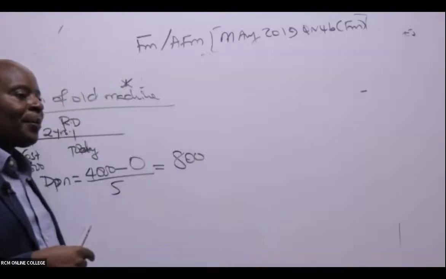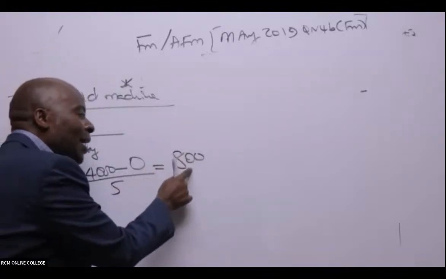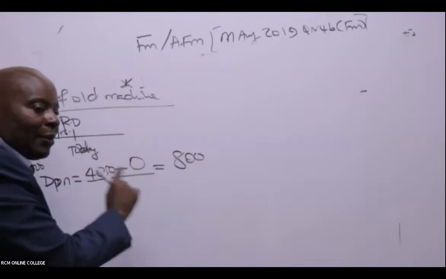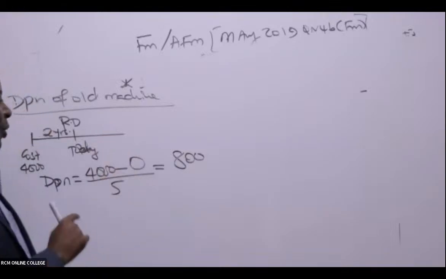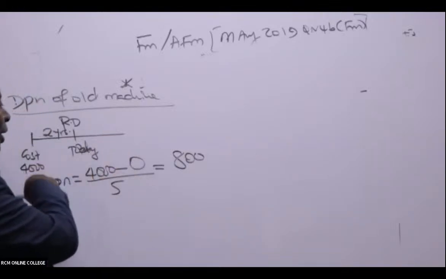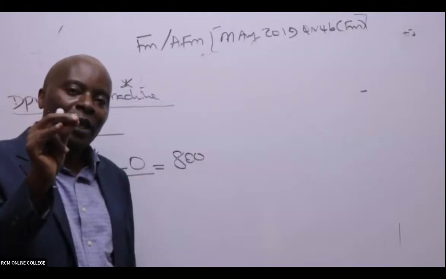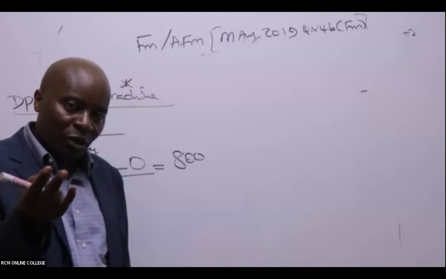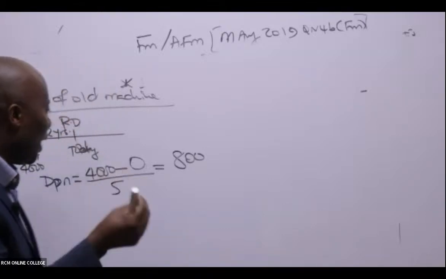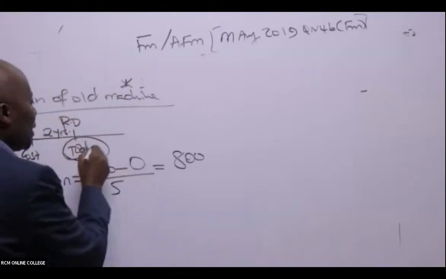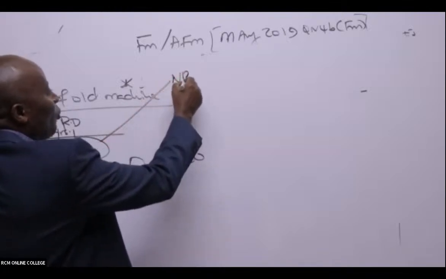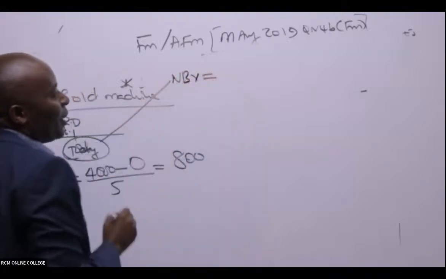So remember, this is per annum. And we are told that this machine was acquired 2 years ago. So as of today, it has lost value over 2 years. Is there somebody who can give me the net book value of this old machine as of today?